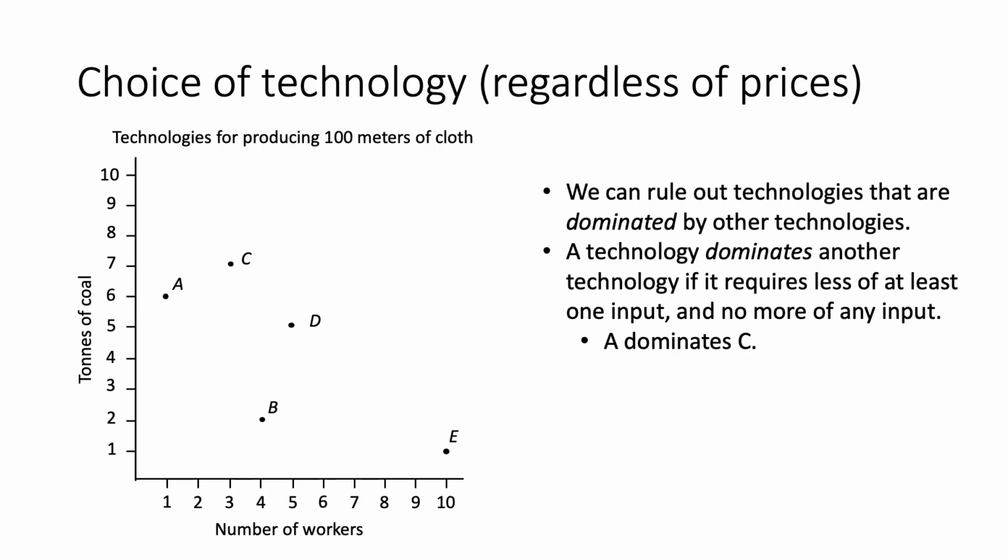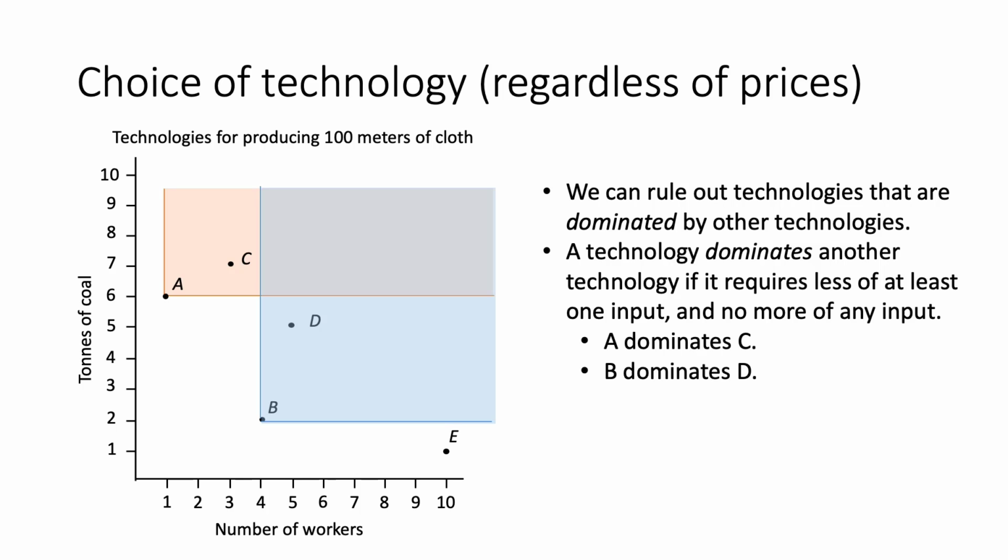So let's look at our first example. A dominates C. We can see here that technology A requires 1 worker and 6 tons of coal, whereas technology C requires 3 workers and 7 tons of coal. Technology C requires more of both inputs, and therefore technology A will dominate C. So we can rule out C as a choice of technology for the firm. The second example illustrates that B dominates D, and we can see the same sort of example here as D requires both more of the workers and the tons of coal relative to technology B.